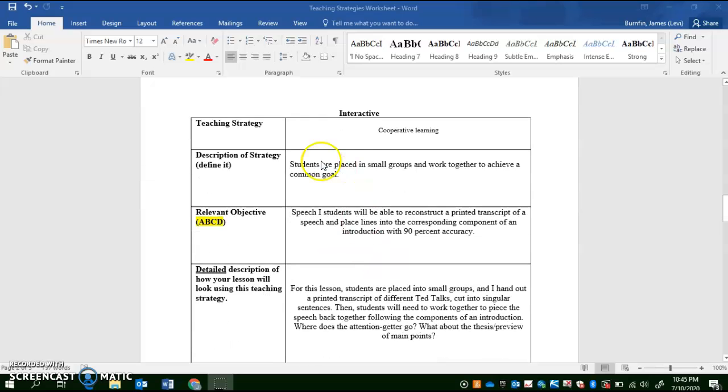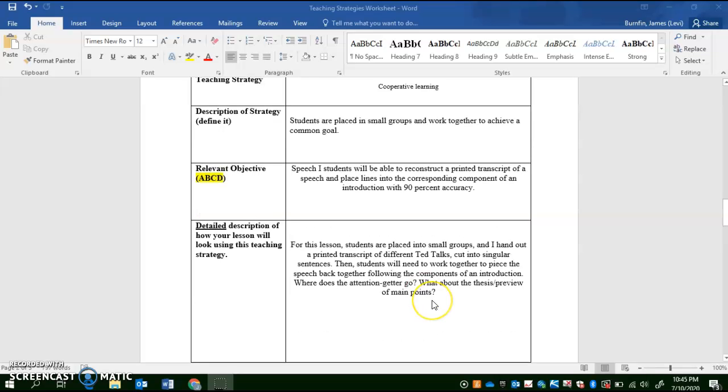So for interactive, the teaching strategy I use is cooperative learning. Students are placed in small groups and work together to achieve a common goal, obviously. So for me, I print out transcripts of speeches and then I cut them into individual sentences or lines, and then the students will have to reconstruct the printed transcript, placing the sentences into the correct order based on our order of things we need to accomplish in an introduction.